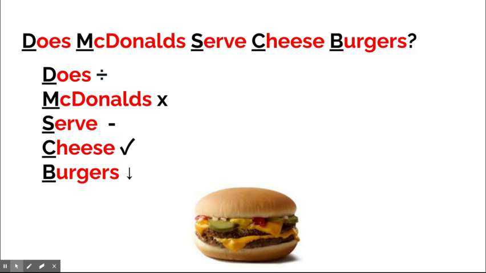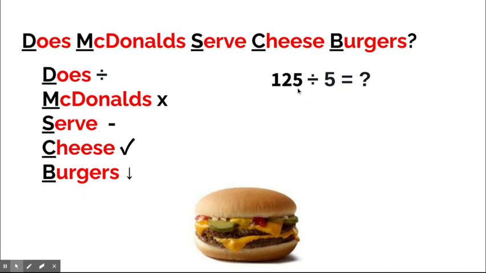Now, using our steps, we have does, division, McDonald's, multiply, serve, subtraction, cheese, check, and B, burgers, bring down our next digit. So if we have 125 divided by 5, now I know many of you are going to be able to do that one just in your head, but I don't want you to. I want you to walk through the steps so that you are familiar with long division as we move forward and get more complicated with these problems.